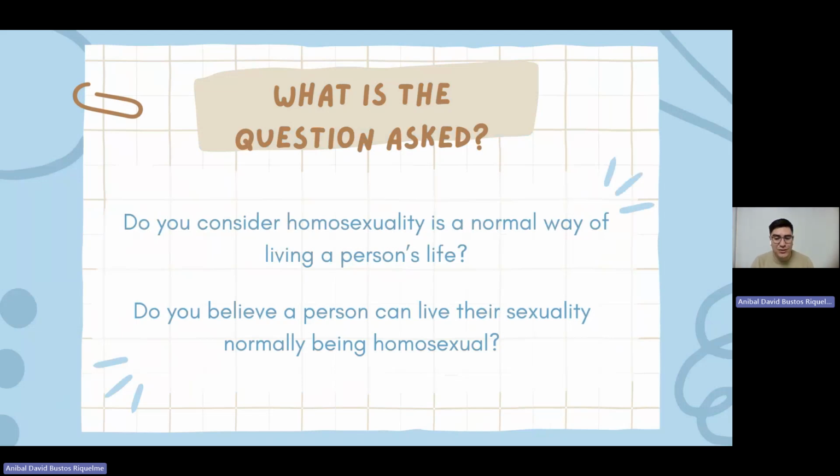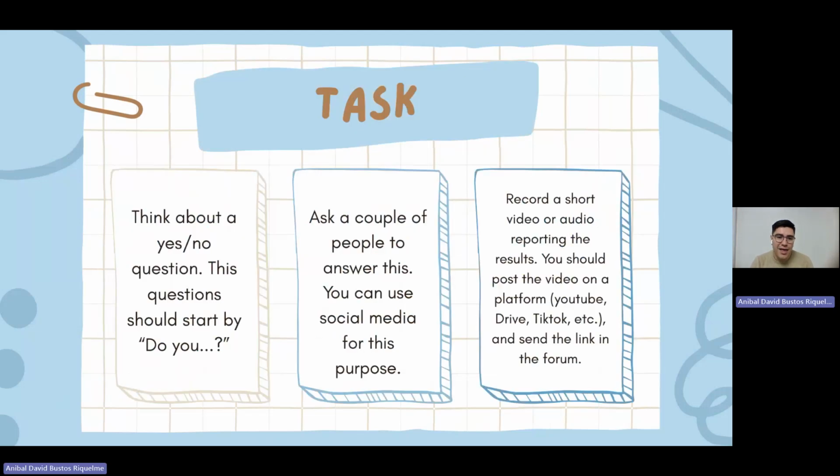And this is the exercise that you have to do. One, think about a yes or no question. That means a question that starts with do you, and then the answer would be yes, I do, no, I don't. It can be any type of question, you decide. Then ask a couple of people to answer this. It can be your family, your friends, it can be on your social media. You can ask people to answer, do you, yes, I do, no, I don't. And those are the options.